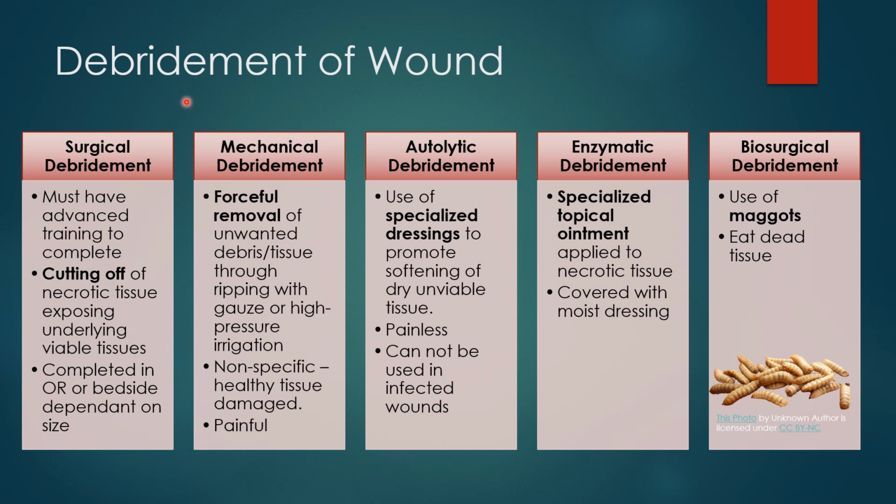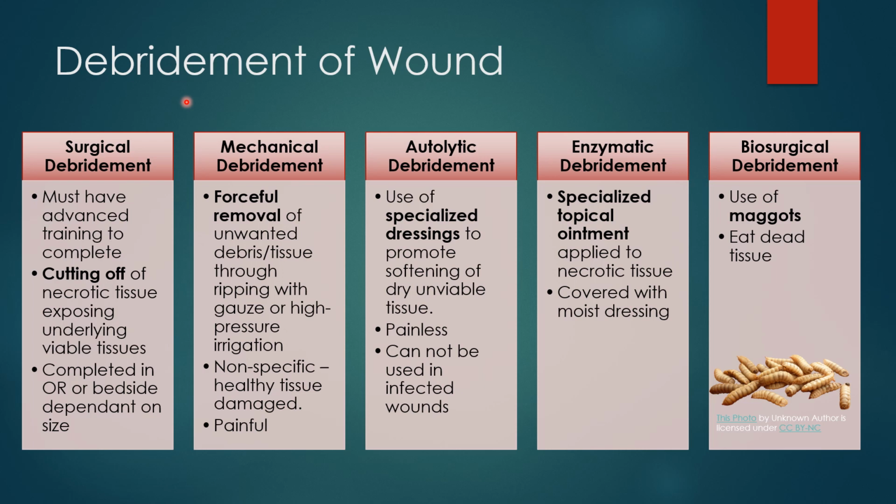Next, we have mechanical debridement. This is the forceful removal of any unwanted tissue or debris through ripping it off with a gauze or high pressure irrigation. This is non-specific, so it does damage both healthy tissue and unhealthy non-viable tissue, and it can be quite painful. Mechanical debridement is something that typically happens on accident.